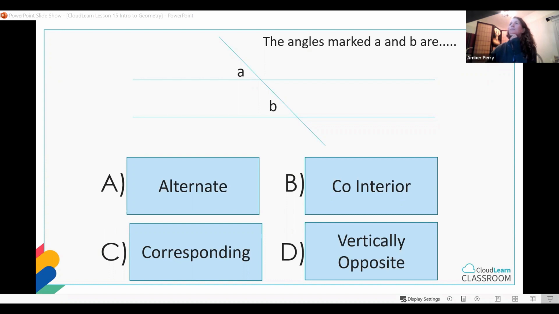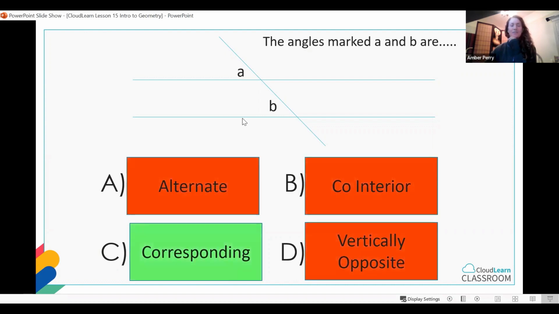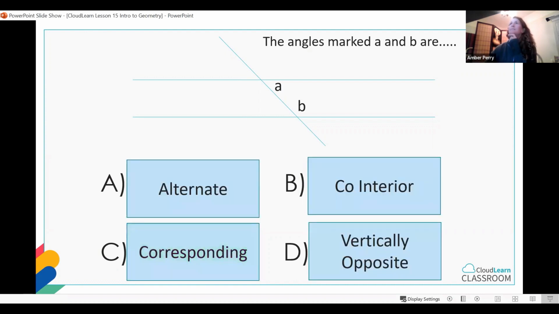So next ones, are they A, alternate, B, co-interior, C, corresponding, or D, vertically opposite? Cast your votes now. Great. Just 2 more seconds. And time's up. Brilliant. Well done. We've got all of you saying corresponding. Corresponding is correct. Well done. We're getting 100% on this, so we can go really quickly. Speed things up again.